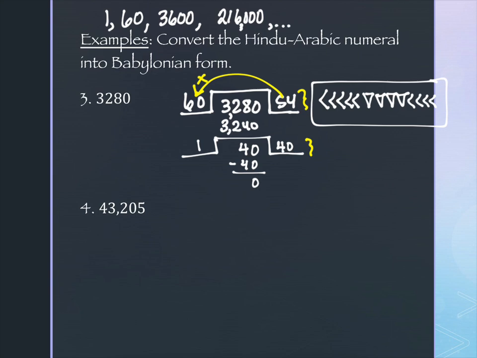Let's do one more. 43,205. So what's the biggest number I need to divide by on this one? Yeah, I actually need to divide by 3,600 this time. All right, in your calculator, how many times will 3,600 go into 43,205? 12? 12 is right. 12 times 3,600 is, I don't have this written down, so somebody's going to tell me.